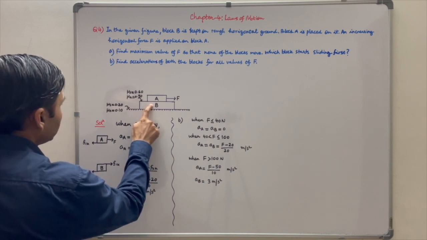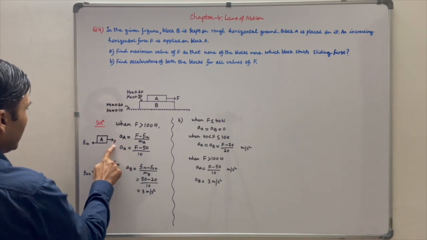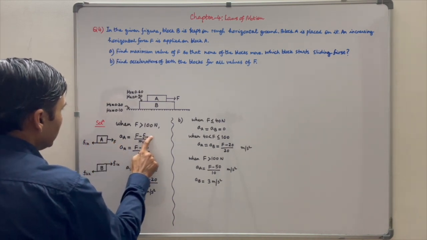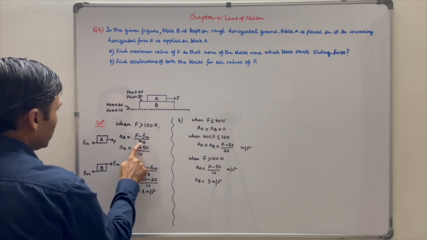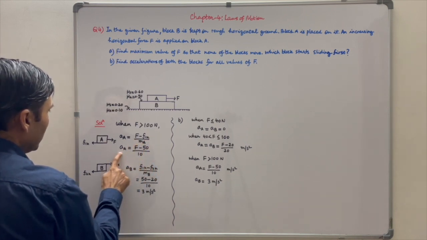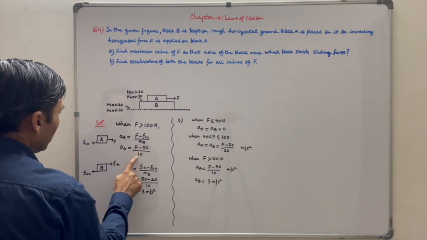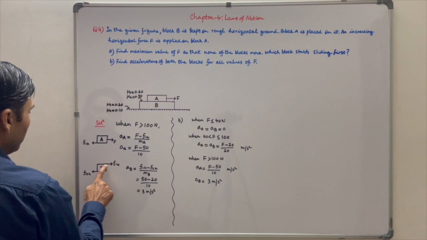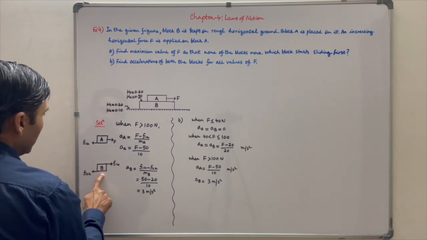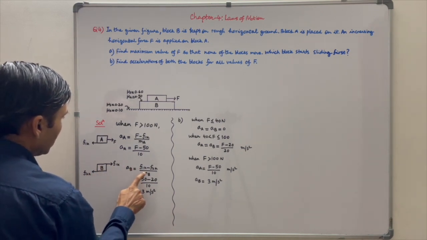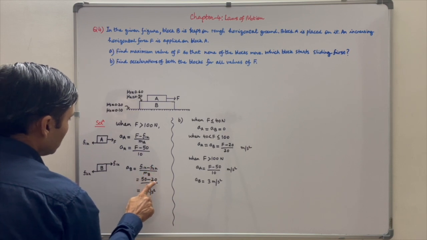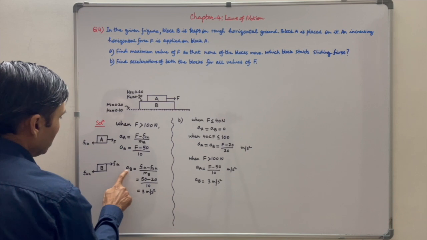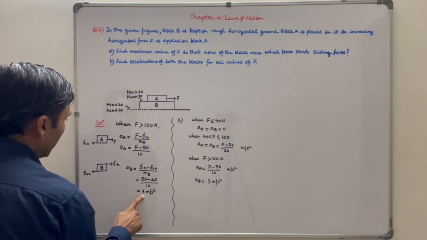In that case, acceleration of block A is equal to F minus F1k upon MA. Value of F1k is equal to 50 Newton, MA is equal to 10 kg. So AA is equal to F minus 50 upon 10. Acceleration of block B is equal to F1k minus F2k upon MB. Value of F1k is 50 Newton, value of F2k is 20 Newton, and MB is equal to 10 kg. So AB is equal to 3 meter per second square.